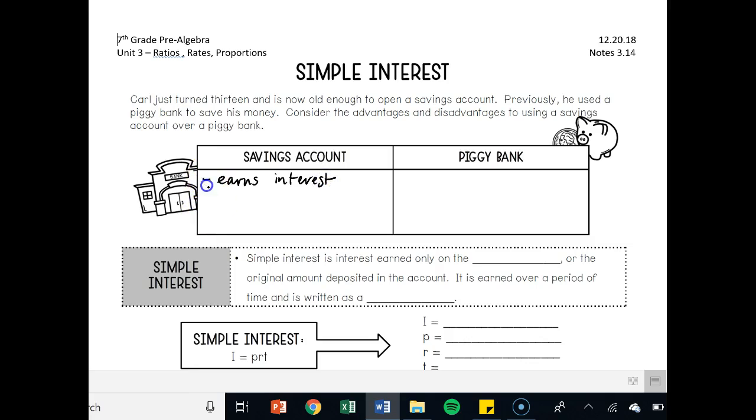A negative, so that's a plus, but a negative is it's harder to get the money because you have to actually go to the bank and you have to be patient. For your piggy bank, the positive is it's easy to get your money. It's at home. It's right in your room, but it's just sitting there. It earns no interest, so therefore it doesn't grow.